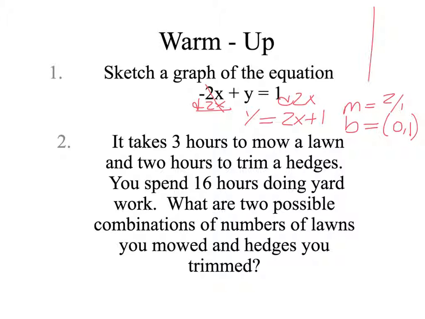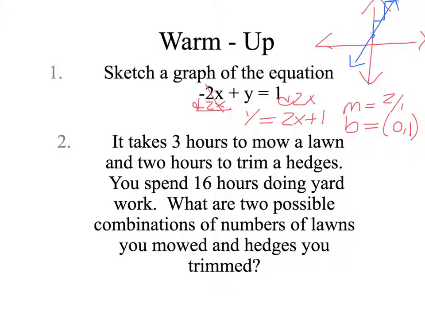So to graph this, it's just going to be a real basic sketch. I'm going to start at the point 0, 1, which is going to be right about there. Now, to get to my next point, I'm going to go up 2 blocks and to the right 1. Then up 2 again and to the right 1. That's what my slope's telling me to do. And then my quick sketch should look something like that.